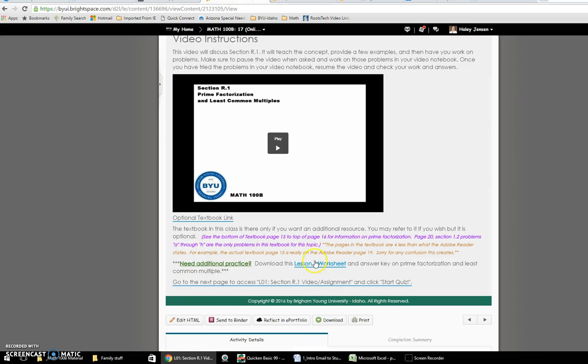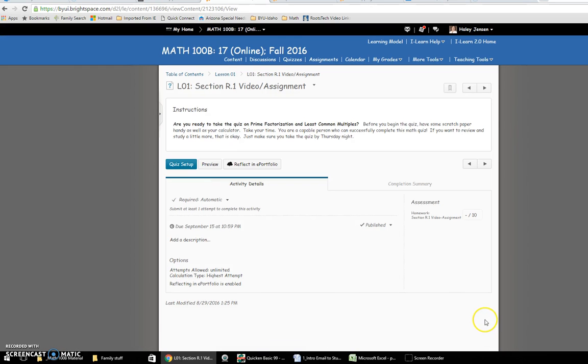However, if you need extra practice, I went ahead and put a worksheet together. And so you're welcome to do that. It's just extra practice. It's not mandatory. Once you feel comfortable with doing prime factorization and least common multiple, the very next page is a quiz. And yes, it's for a grade. So you'll be able to take the quiz here.